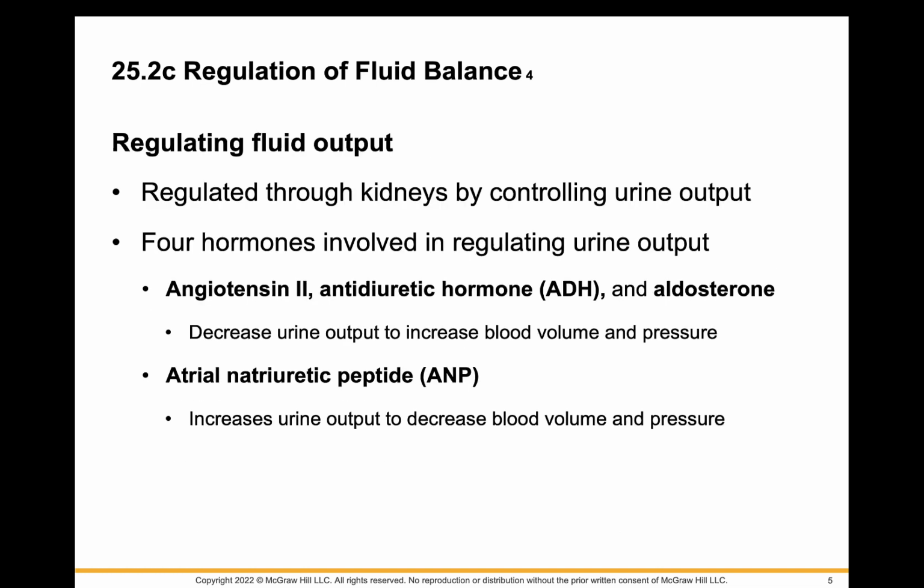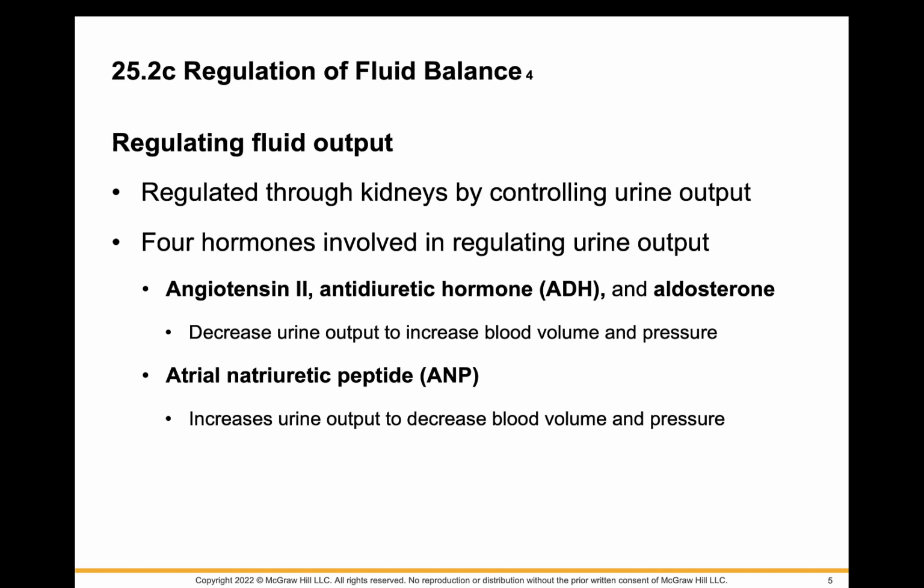Now, the next thing that we have to address is the actual regulation of fluid output. This is going to occur through renal function, and remember, our kidneys are the organ that are responsible for the output of urine. There will be a total of 4 hormones that play a role in regulating how much urine is being produced and excreted. Those hormones are angiotensin II, antidiuretic hormone or ADH, and aldosterone.